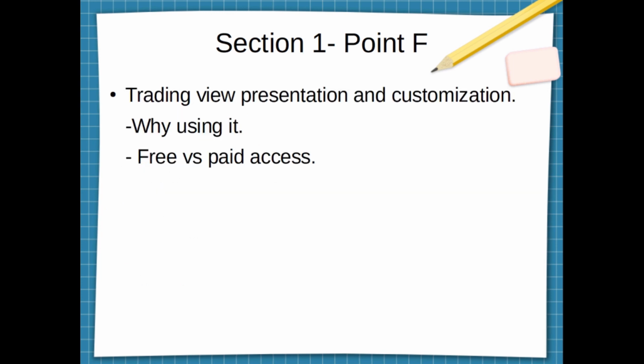The next lesson we're going to talk about TradingView, but as of now, that's it for lesson 3.